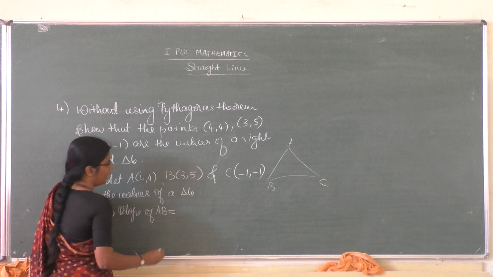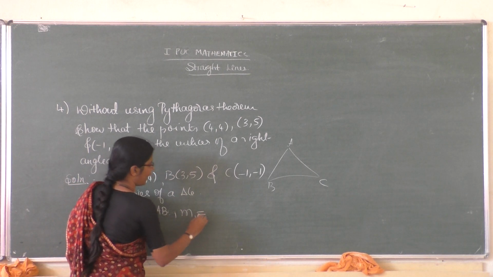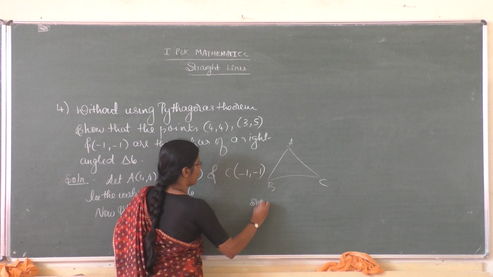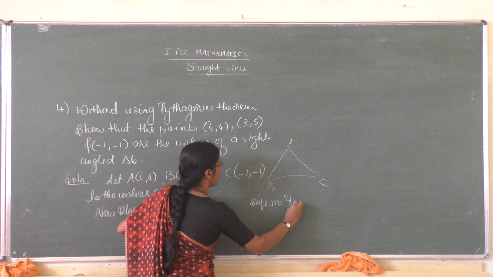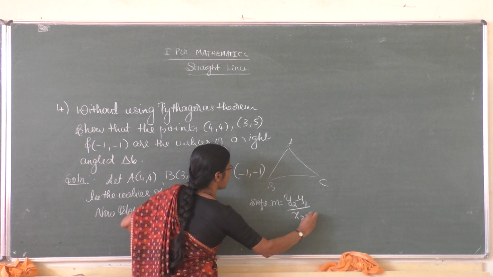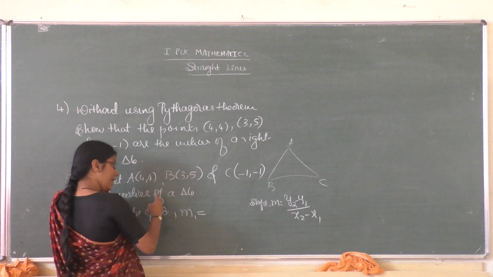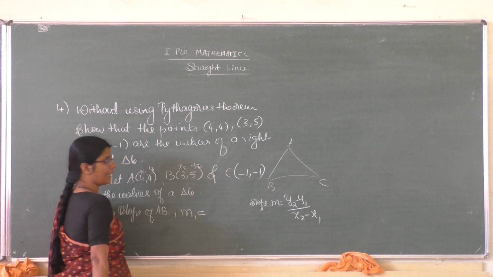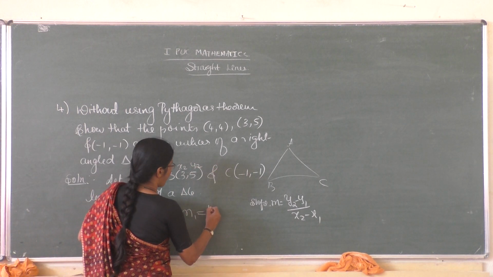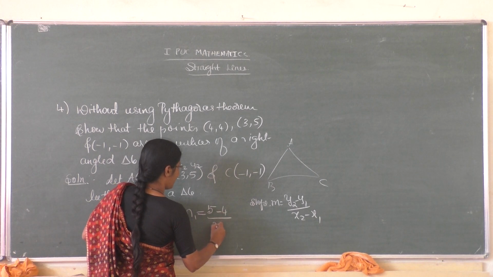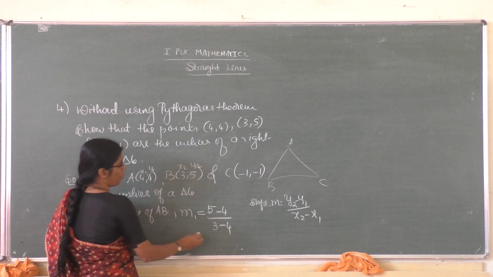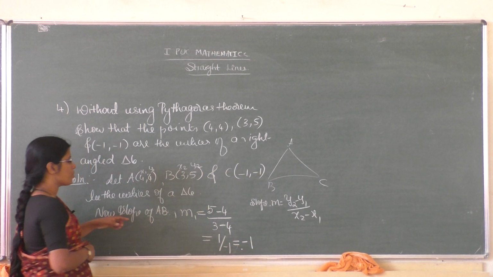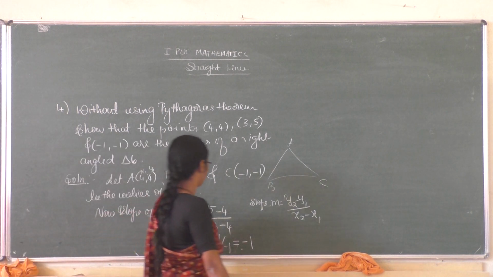Slope of AB, you consider that as m1. The formula is slope m equal to (y2 minus y1) divided by (x2 minus x1). For AB, this is x1, this is y1, this is x2, this is y2. So (5 minus 4) divided by (3 minus 4), that is 1 by minus 1, equal to minus 1. So m1 is equal to minus 1.